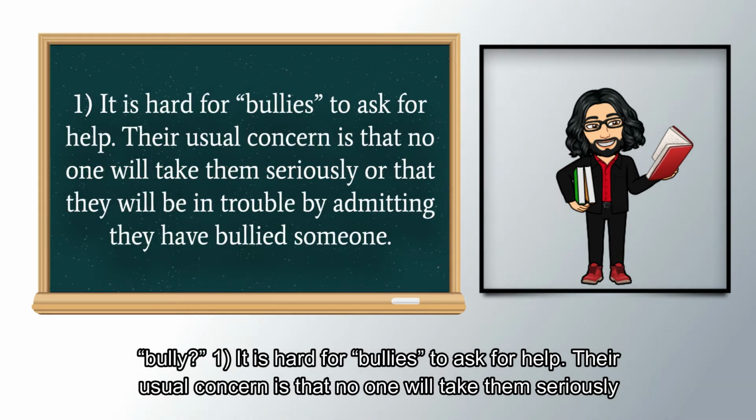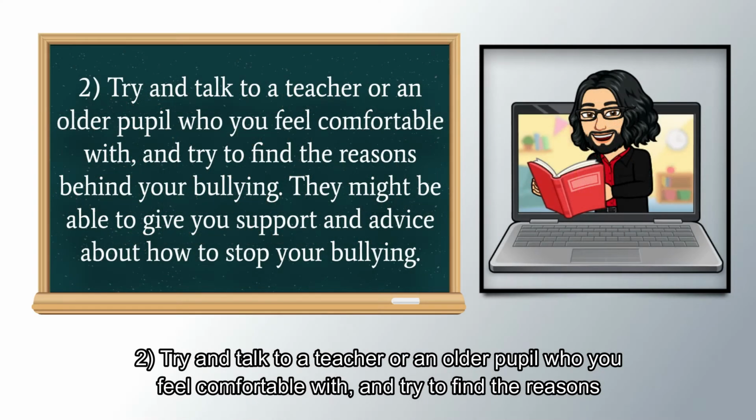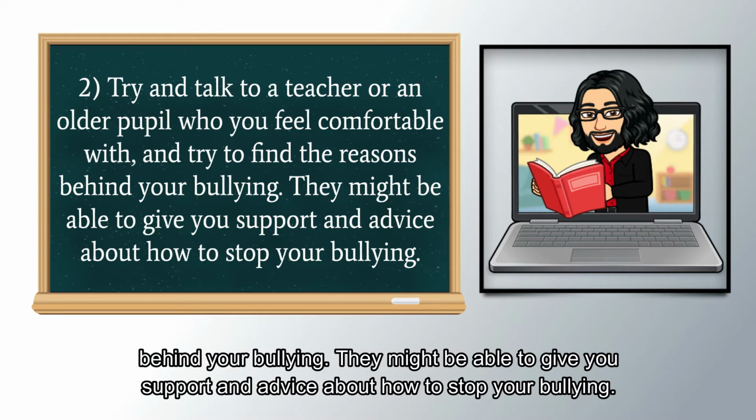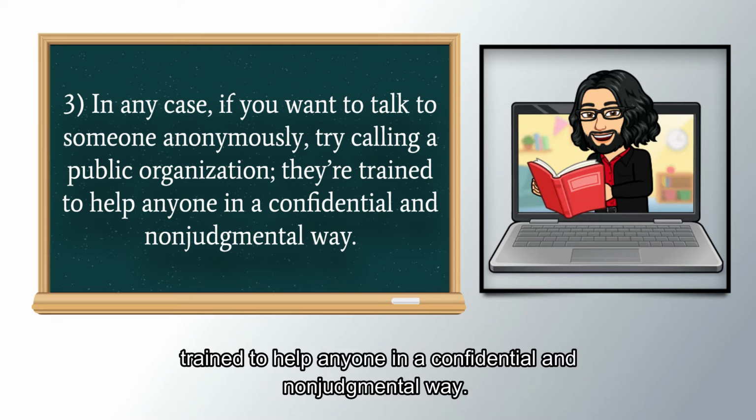It is hard for bullies to ask for help. Their usual concern is that no one will take them seriously or that they will be in trouble by admitting they have bullied someone. Try and talk to a teacher or an older pupil who you feel comfortable with, and try to find the reasons behind your bullying. They might be able to give you support and advice about how to stop your bullying. In any case, if you want to talk to someone anonymously, try calling a public organization. They're trained to help anyone in a confidential and non-judgmental way.